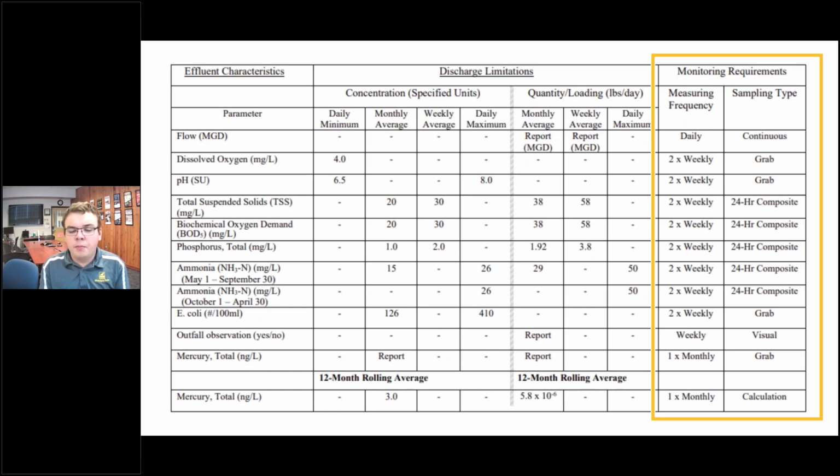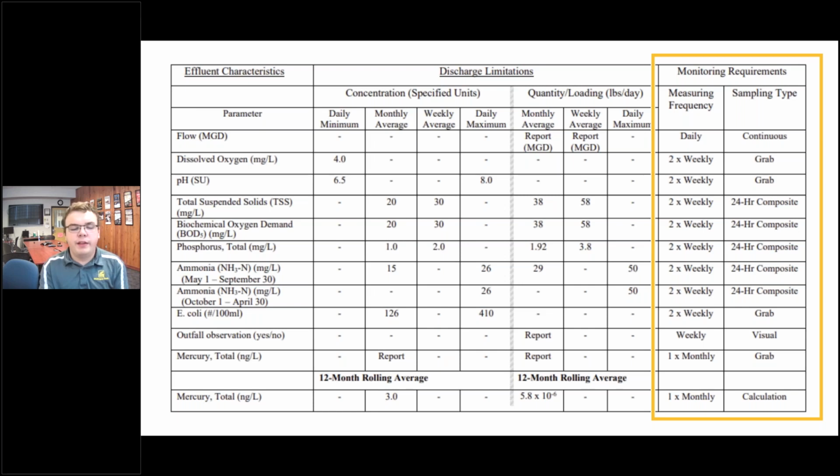There's a 24-hour composite sample, which is simply putting a water pump in, having it take a certain volume over, say, 1 hour, and then over the course of a day, you take that water sample and do the tests. Visual is just making sure that something's happening, or there's continuous monitoring.